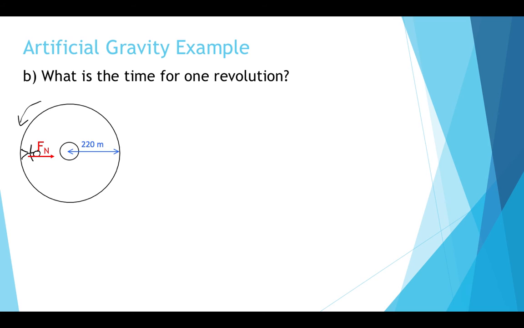So if we're looking for the time for one revolution, well, we just found the velocity in the last problem. It was 46.4 meters per second. We know the distance around one revolution. It's 2 pi r, the circumference. So we can solve for time. Time is equal to d over v, 2 pi r over v.